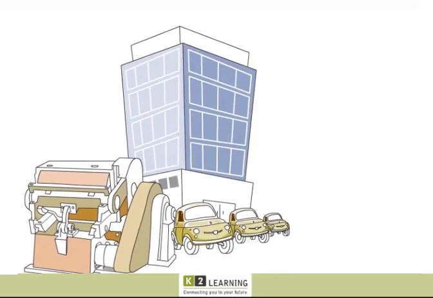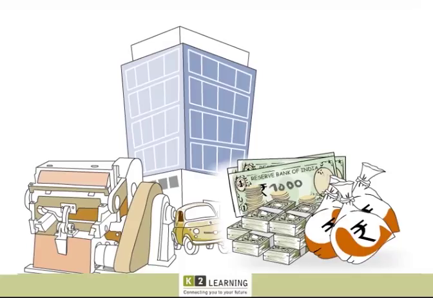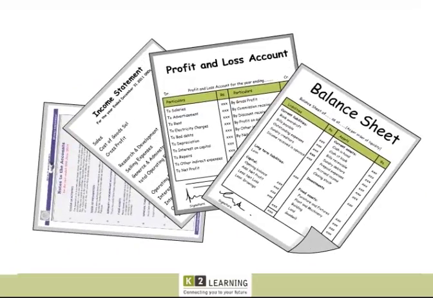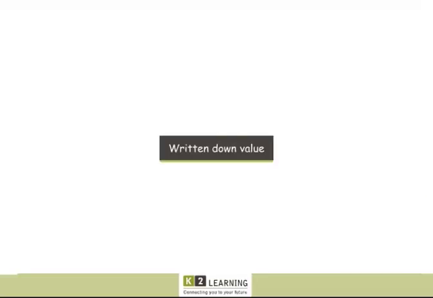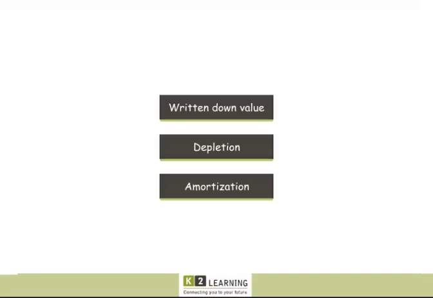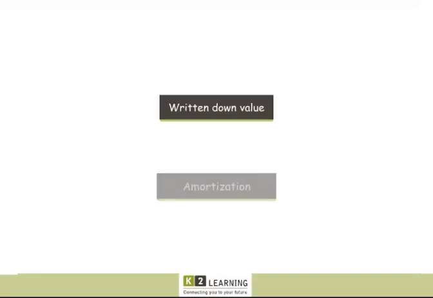Depreciation of fixed assets provides companies with the true results of operations and the true cost of production. This, in turn, helps to find the true position in a financial statement. We often use the terms written down value, depletion, and amortization in the process of depreciation.